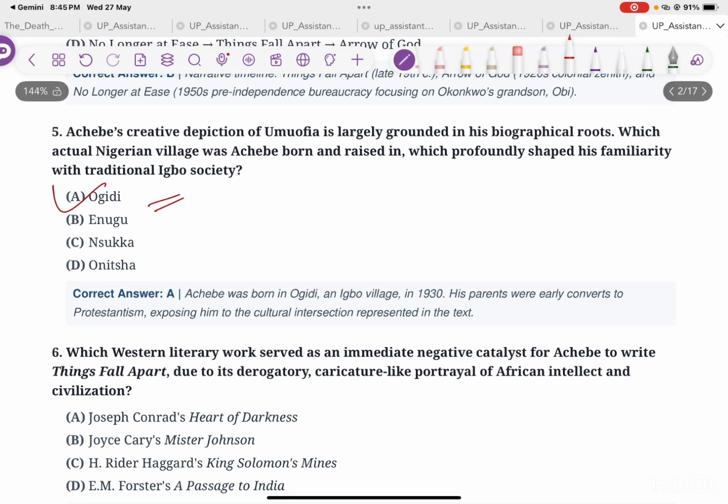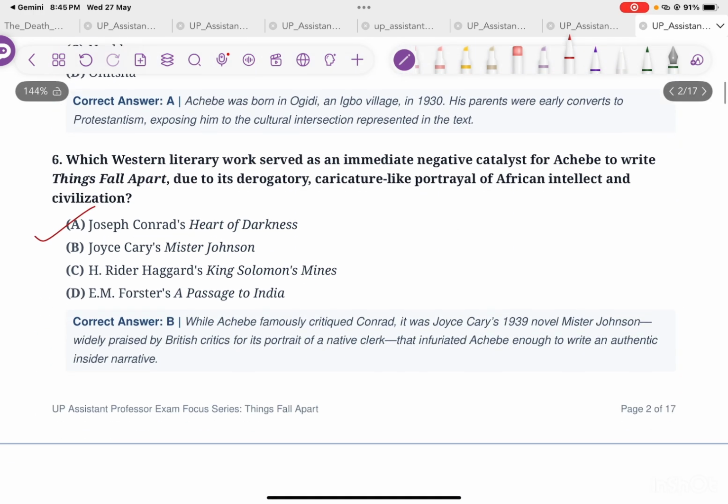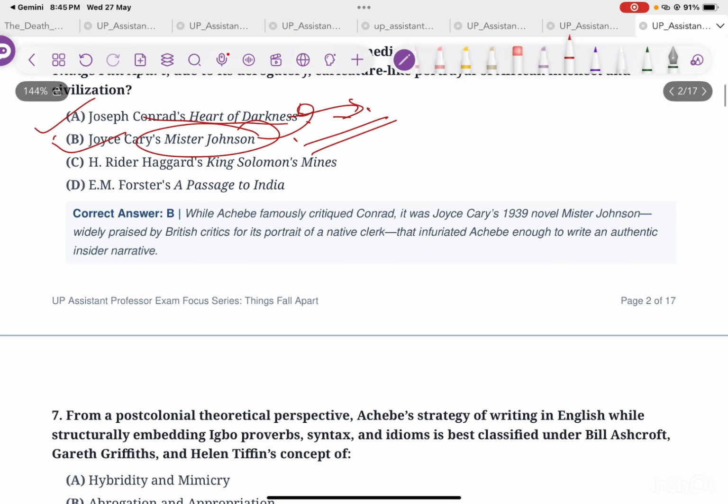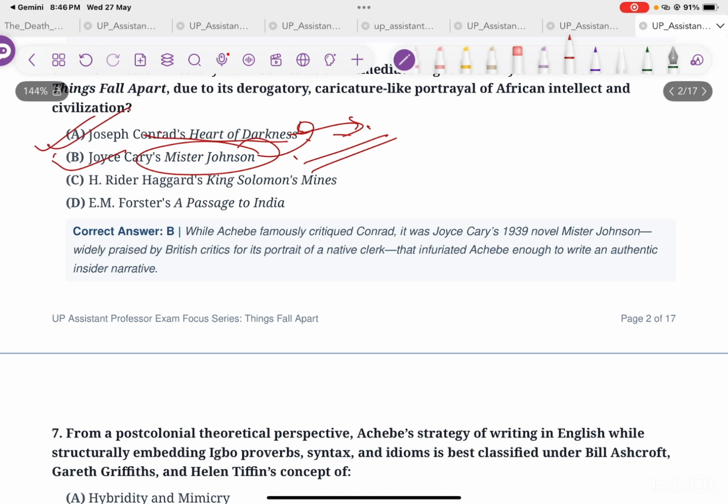Which Western literary work served as an immediate negative catalyst for Achebe to write Things Fall Apart due to its derogatory caricature-like portrayal of African intellect and civilizations? Joseph Conrad's Heart of Darkness. Sorry, I'm wrong here. Joyce Cary, Winston Johnson, he also critiqued. Oh no no, Achebe critiqued Heart of Darkness, and in that Heart of Darkness, he critiqued the portrayal of the African culture. So this thing also you remember.